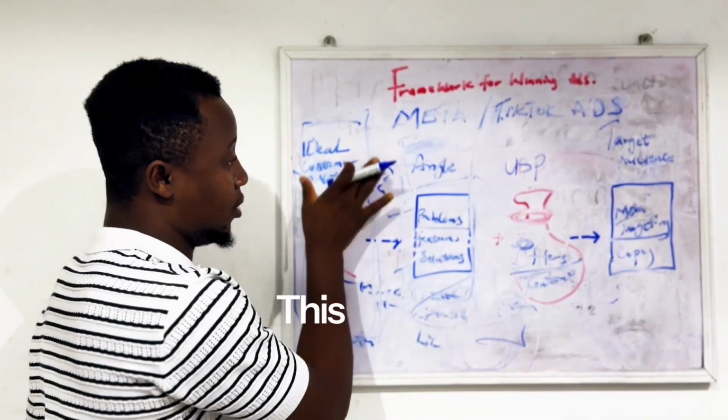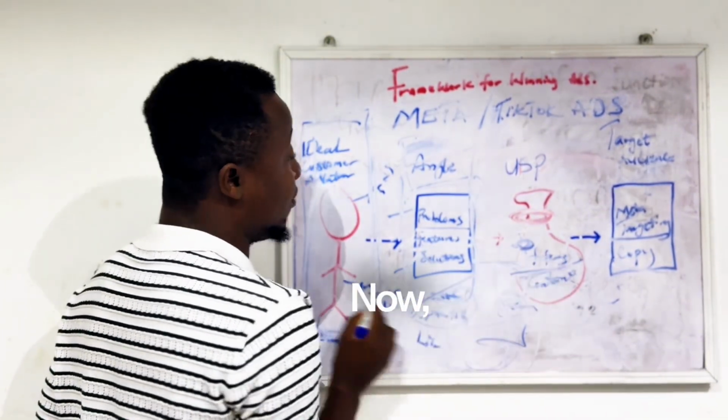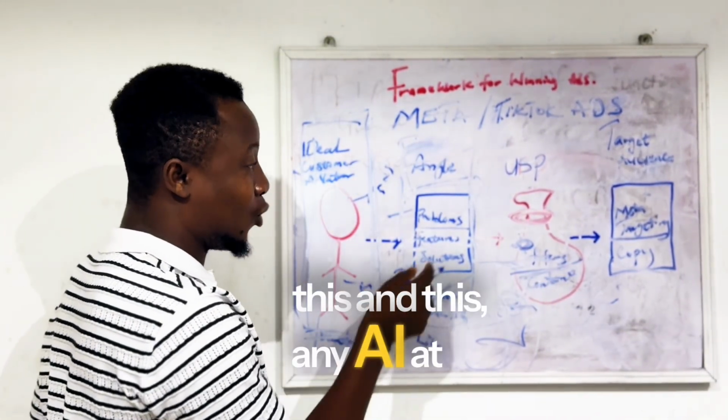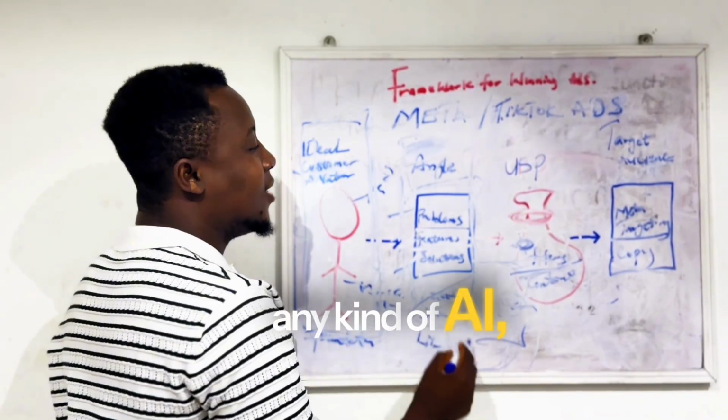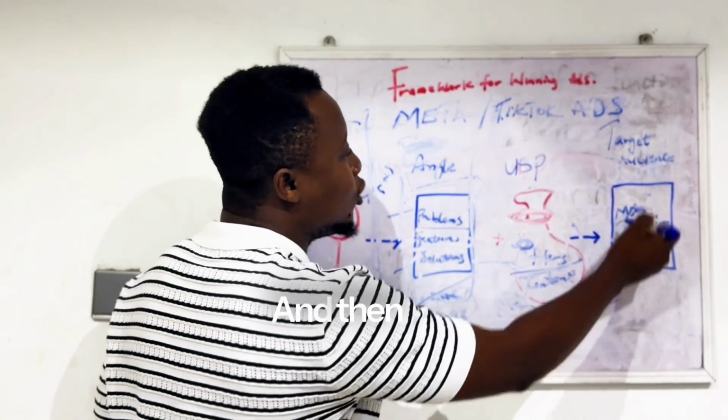Now, this is your job to do. This is your job to do. It will help you build this. Now, if you tell AI this and this, any AI at all, including ChatGPT, Gemini, any kind of AI, this will be easy for you to generate.